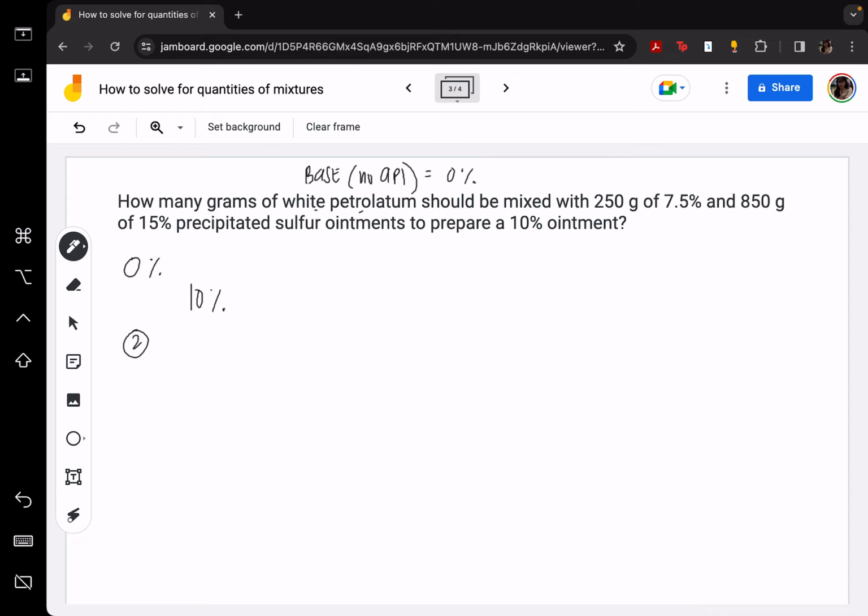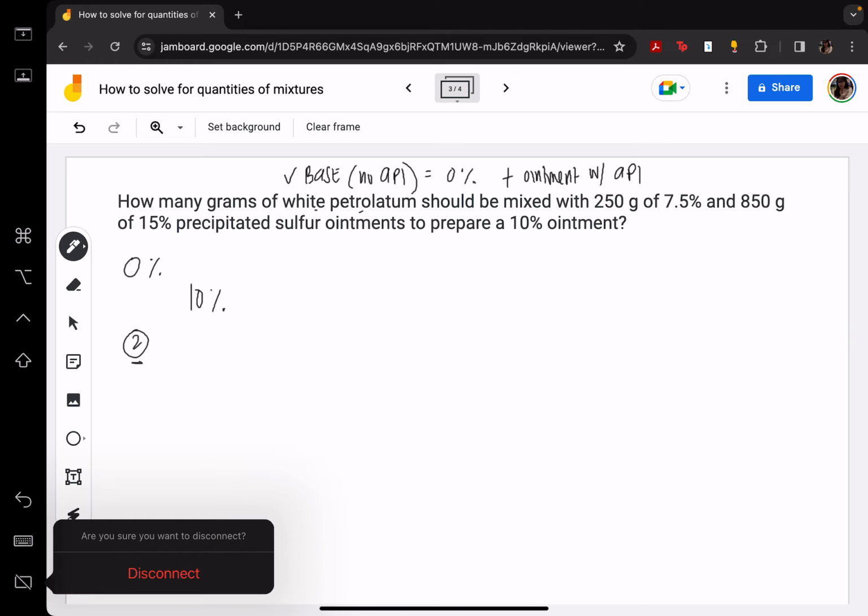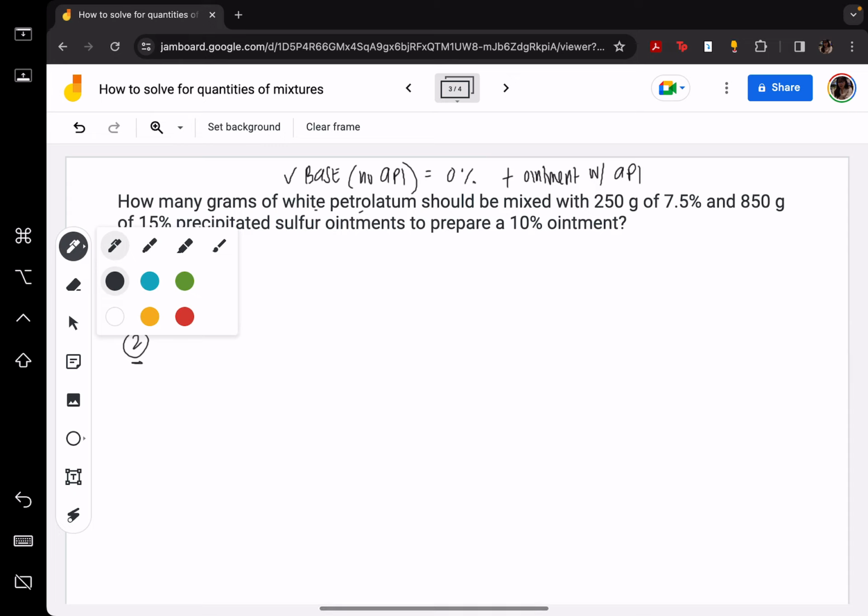With your white petrolatum. And then let's look for a way that we can find the concentration of your second raw material. And the second raw material here would be the ones with your active ingredient. So this is basically a base plus an ointment with API. That's the scenario here. So if you want to do that, okay, this is how you should do it. Okay, you have 250 grams. Do you want to draw? Let's draw, so you could understand.